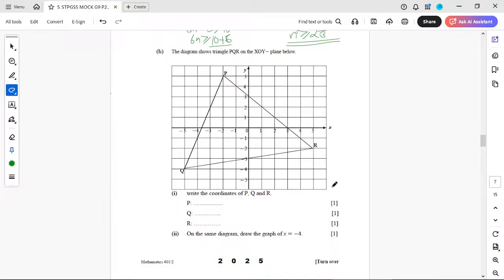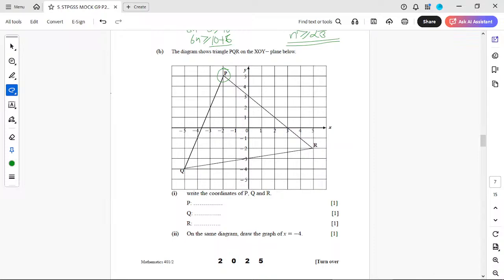Okay, so now we go to question 4b, which is the diagram shows the triangle PQR on the XOY plane below. So we can take time and start the diagram. Now once we've started the diagram, we can go to question B1, which is write the coordinates of P, Q, and R. So what are the coordinates of P, Q, and R? Let's start with P, which is on top. P is here.